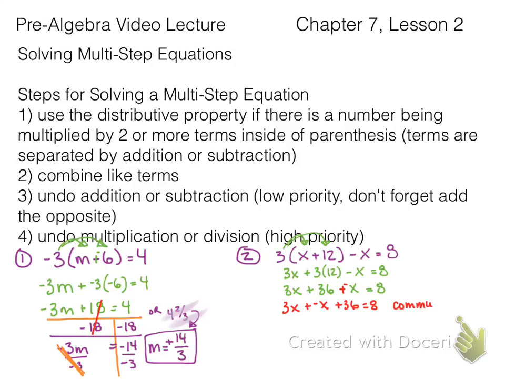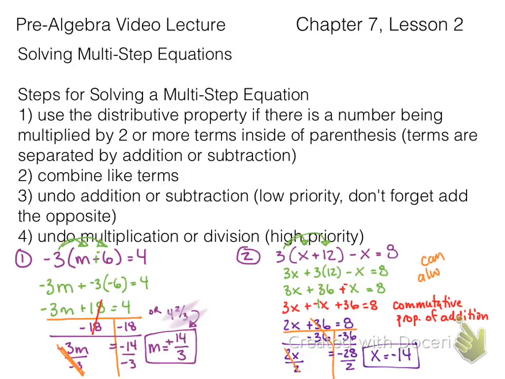I did that using the commutative property. So now I'm going to combine like terms. 3x plus -1x, because remember the invisible 1. So that gives me 2x plus 36 equals 8, minus 36 on both sides. And then the plus 36 and the -36 annihilate each other, though I didn't show it. And then we're going to divide by 2 on both sides to get x equals -14.